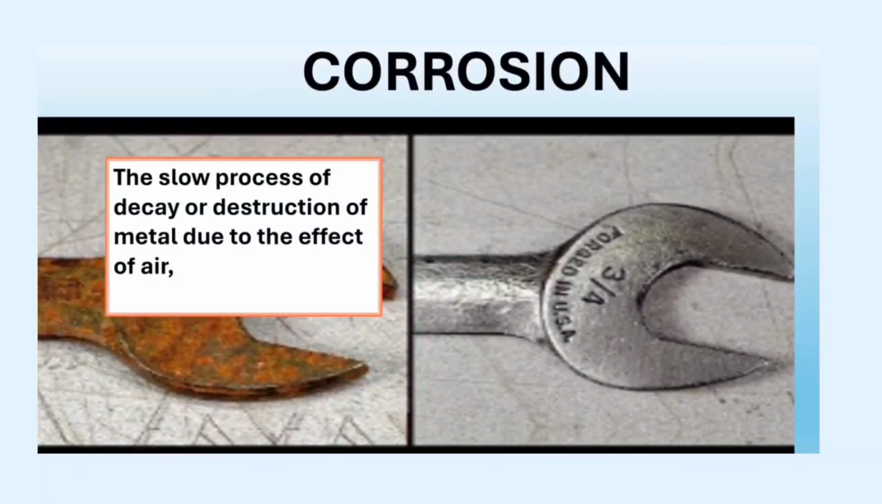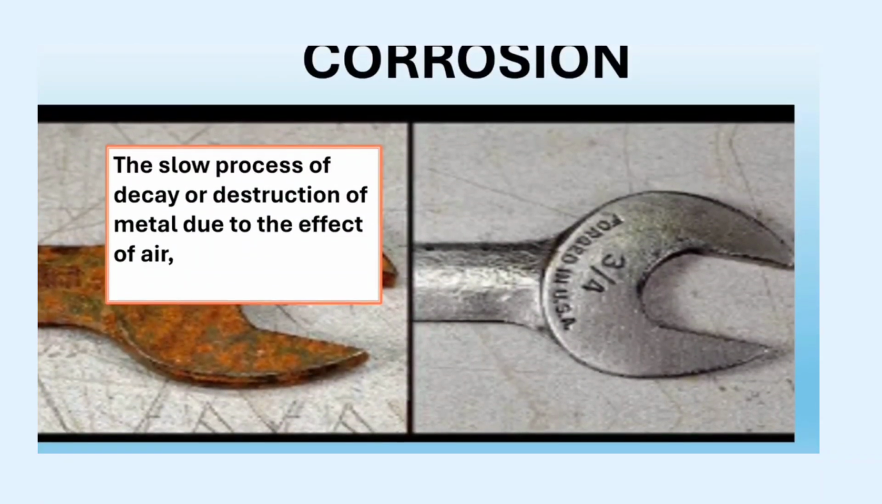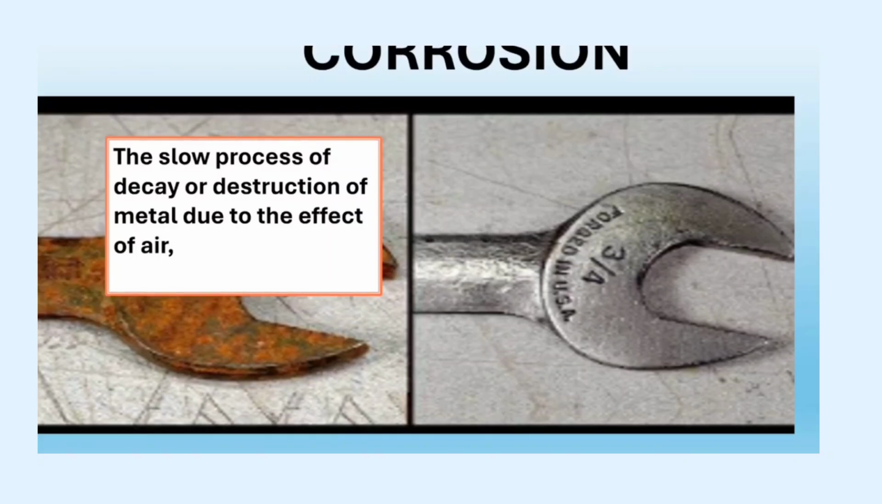Corrosion. When a metal is attacked by substances around it such as air, oxygen, or moisture, it is said to be corroded. So this process is called corrosion.